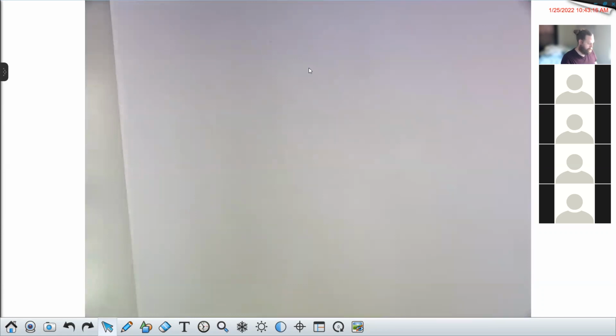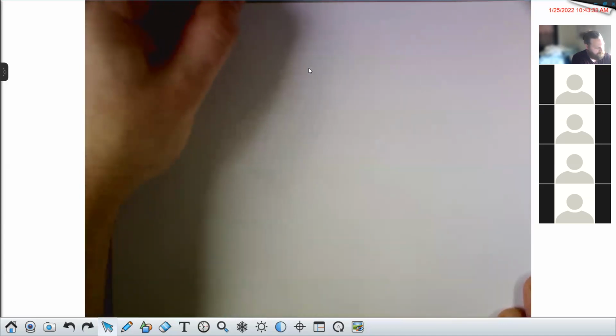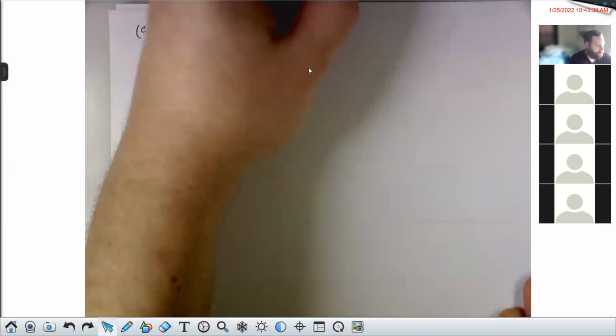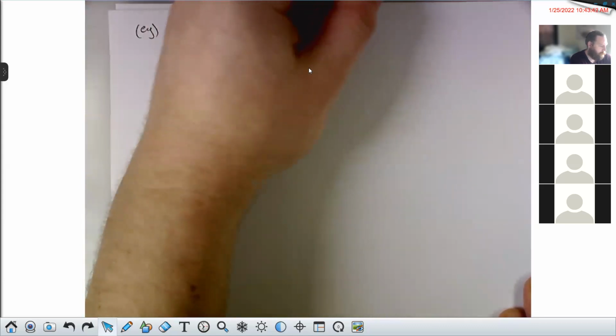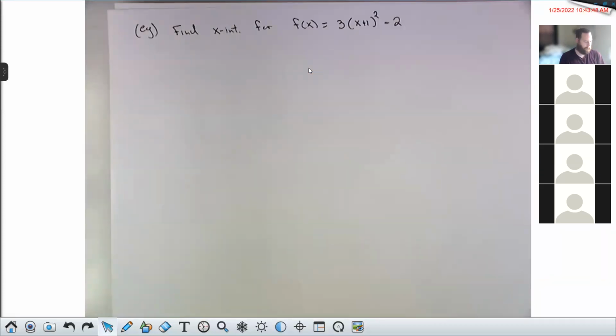In vertex form, if you happen to be in vertex form, like that one we were looking at a second ago, it's what, 3 times x plus 1 squared minus 2. If you are in vertex form, you can find the x-intercepts by setting this equal to 0 and solving using square roots. What do I mean by that?